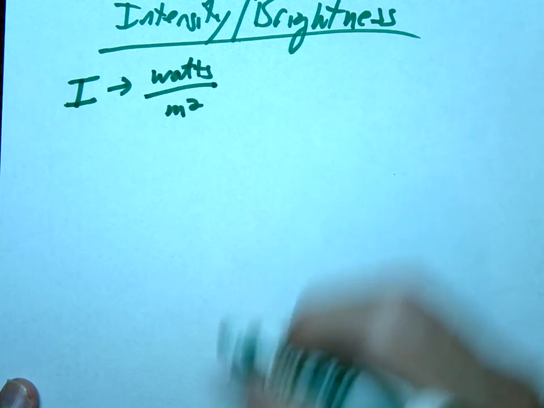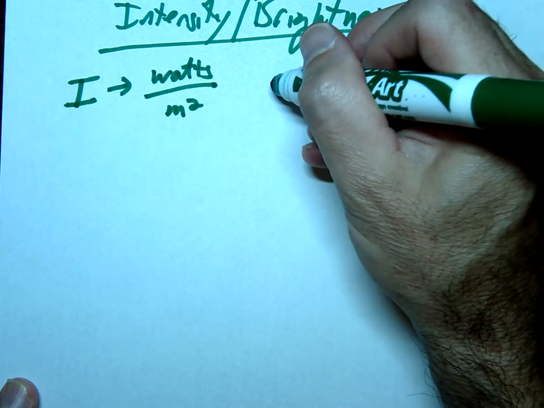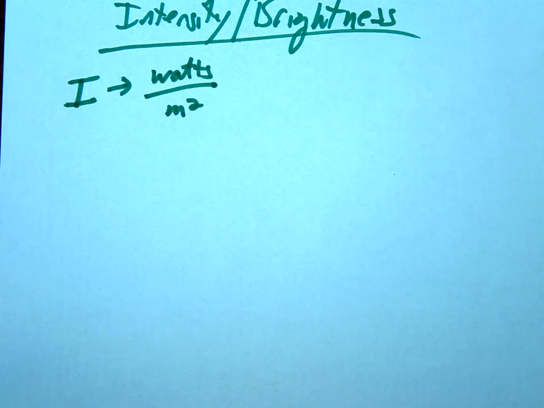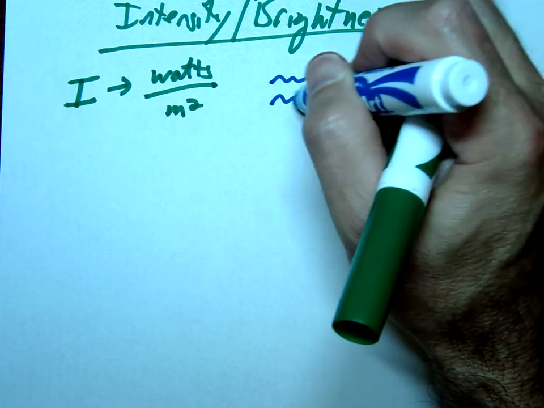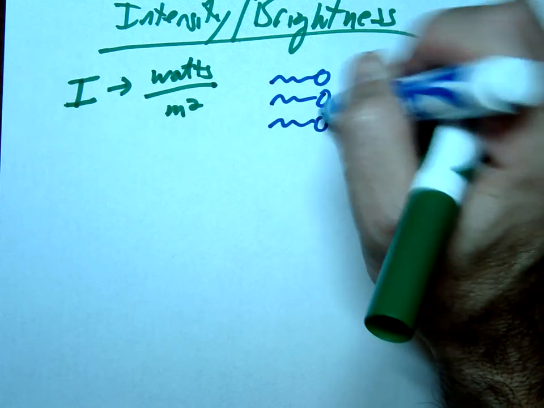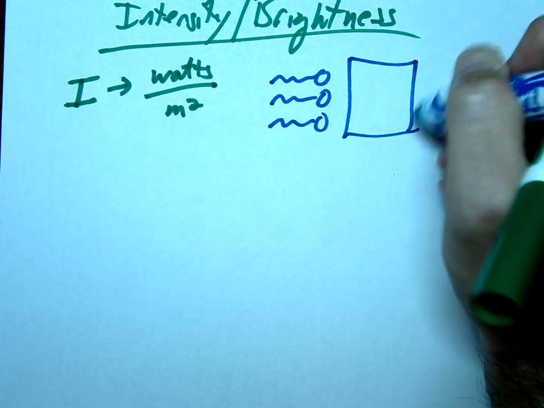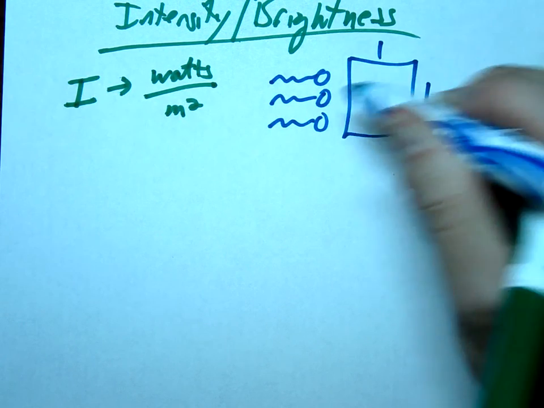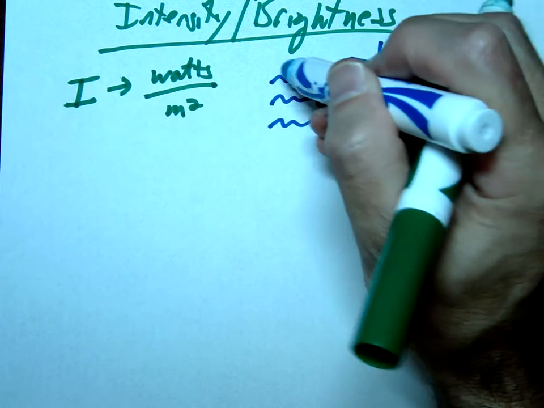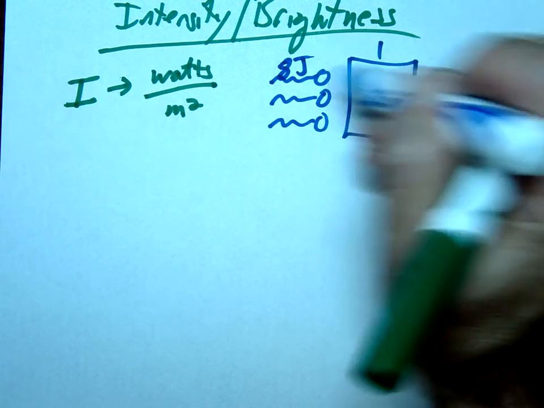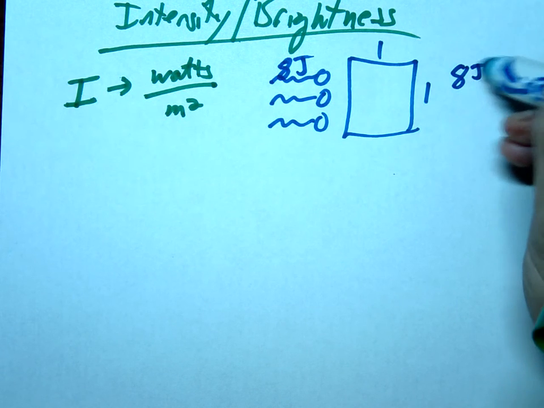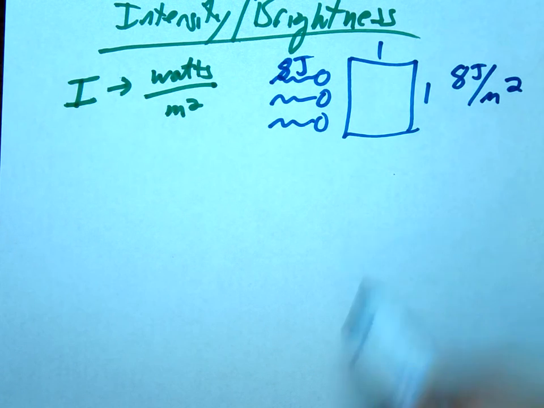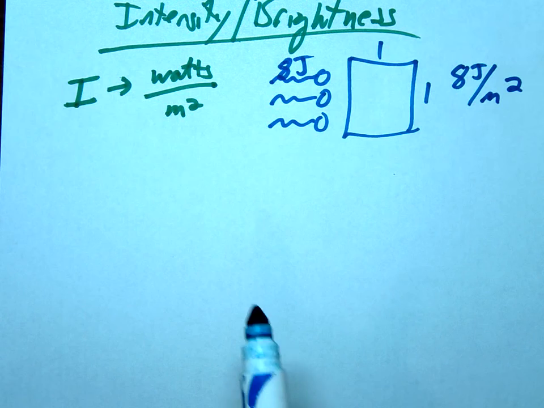In other words, if I send in a certain amount of energy, let's say I send in 3 8 joule photons into a meter squared, 1 meter by 1 meter, right? If those 8 joule photons, we're going to say the intensity is 8 joules per square meter. Okay? So that's what we mean by an intensity here.